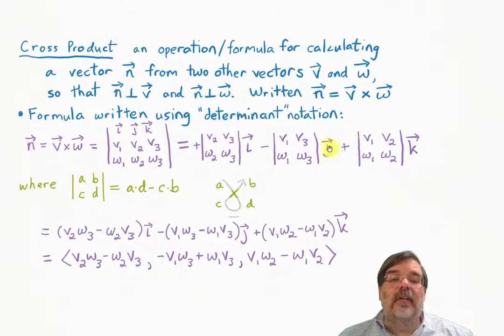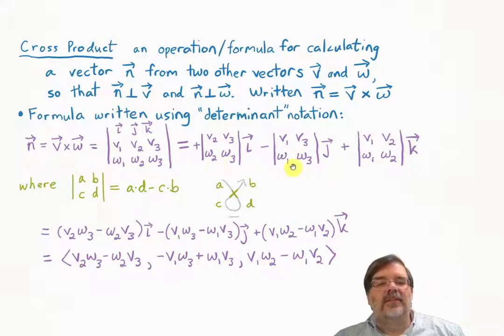Similarly, to calculate the j part of this vector, the second component, ignore the numbers in the column containing j. So ignore these. You're left with v1, v3, w1, and w3. So those numbers we'll use for the second component. For the third component, the k part of the cross product, again, ignore the values in the column with k. And the numbers that are left, v1, v2, w1, w2, we're going to use those to calculate the third component.